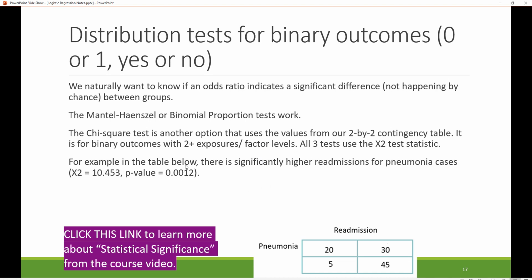For example, in the table below, there is a significantly higher readmission for pneumonia cases. We get a chi-square value and the p-value that is associated with that. So that would indicate a very low chance of us being wrong in stating that there is a difference there. And you can click this link to learn more about statistical significance from the course video.